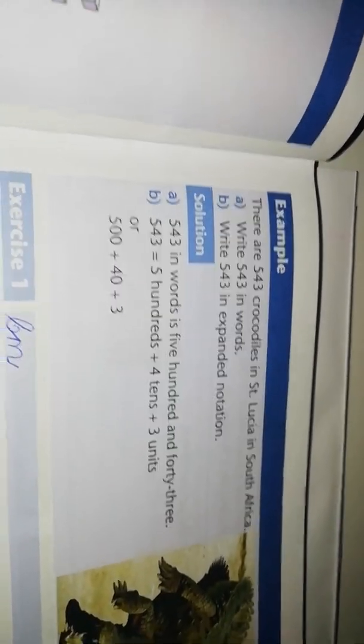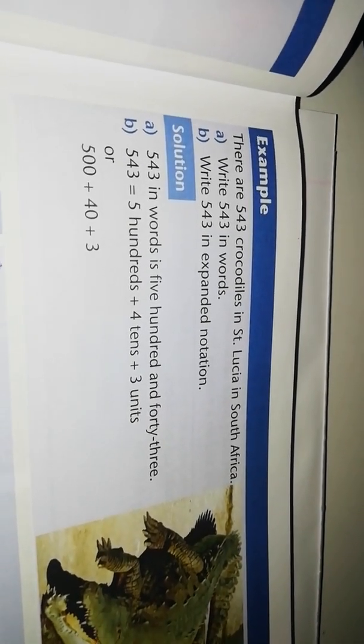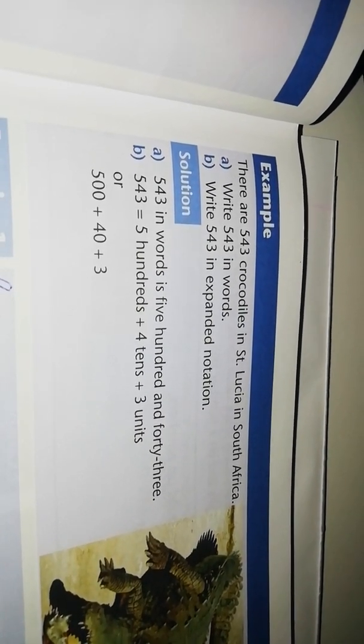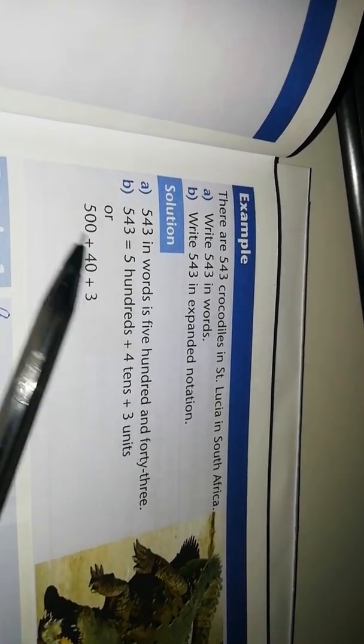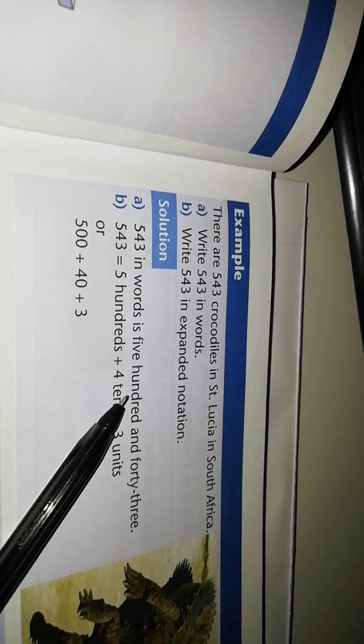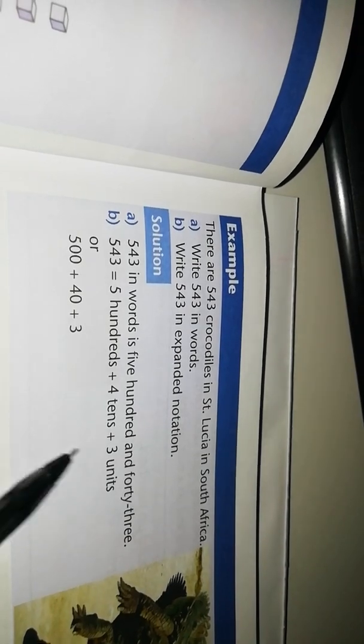The next example on page 3. There are 543 crocodiles in St. Lucia in South Africa. Write 543 in words, and then you can see that they've done that here. Write 543 in expanded notation. So that's 5 hundreds plus 4 tens. The digit in the center we always call a 10 unit, and then 3 units, or 500 plus 40 plus 3.